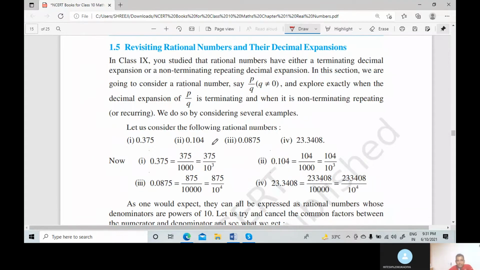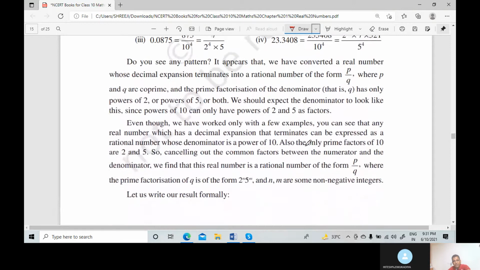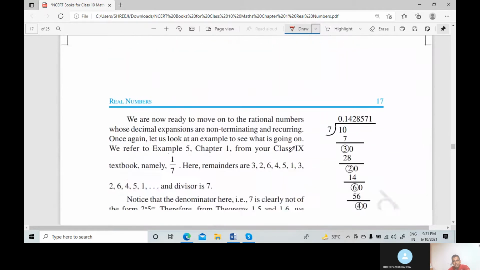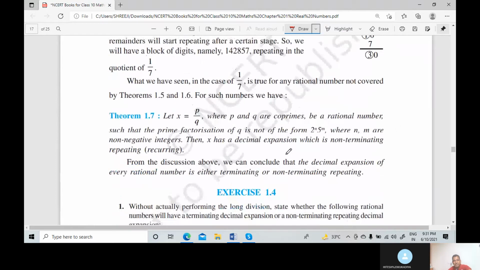We discussed chapter number 1, Real Numbers, and in the last lecture we discussed revisiting rational numbers, and the decimal expansion was completed, right? But now we continue with one more theorem statement, theorem number 1.7. Look at theorem number 1.7.